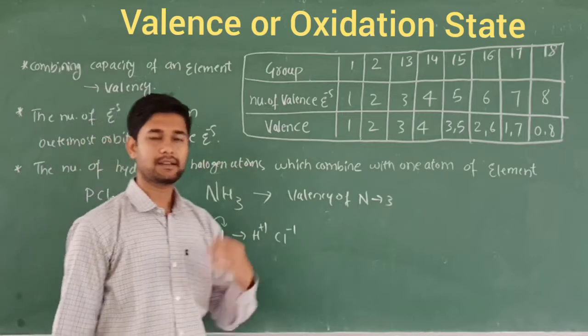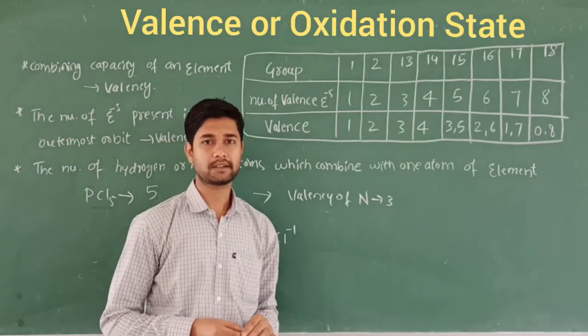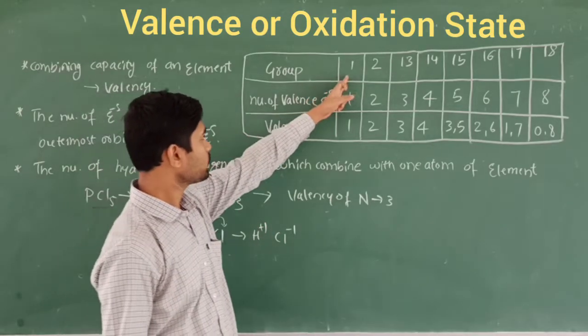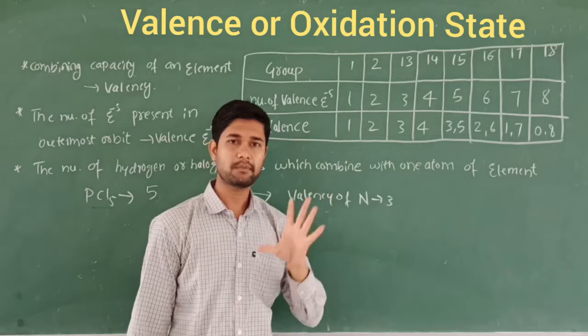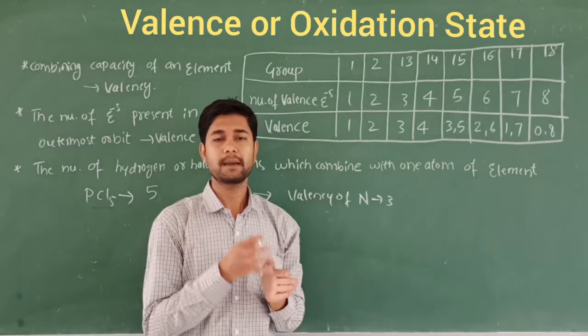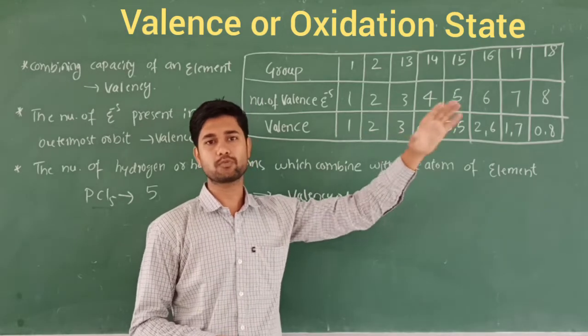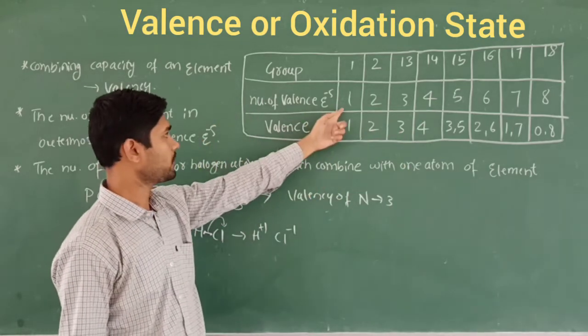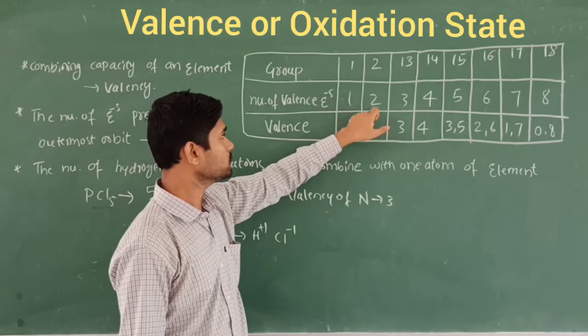When we look at the s block and p block elements, considering group 1 and group 2 elements, we count the valency based on the number of electrons present in the outermost shell. That is called the number of valence electrons. In group 1, it will be 1. In group 2, it will be 2.